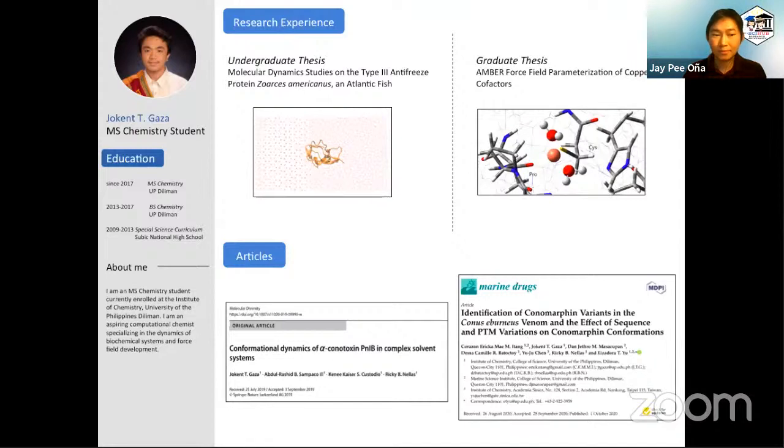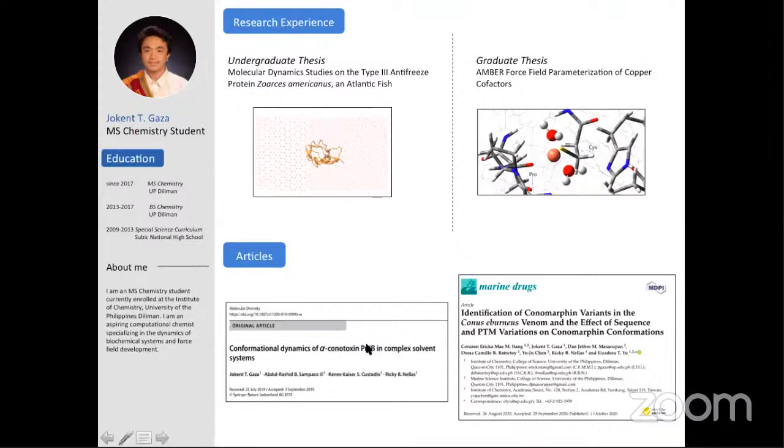Cone snails are prevalent in our marine environment, and our hypothesis is that given the neurotoxic activity of neurotoxins, they can serve as templates for new therapeutic drugs against different neurological diseases. Both of these articles involve prediction of protein structure at different conditions using mainly molecular dynamics. That's it for my intro.